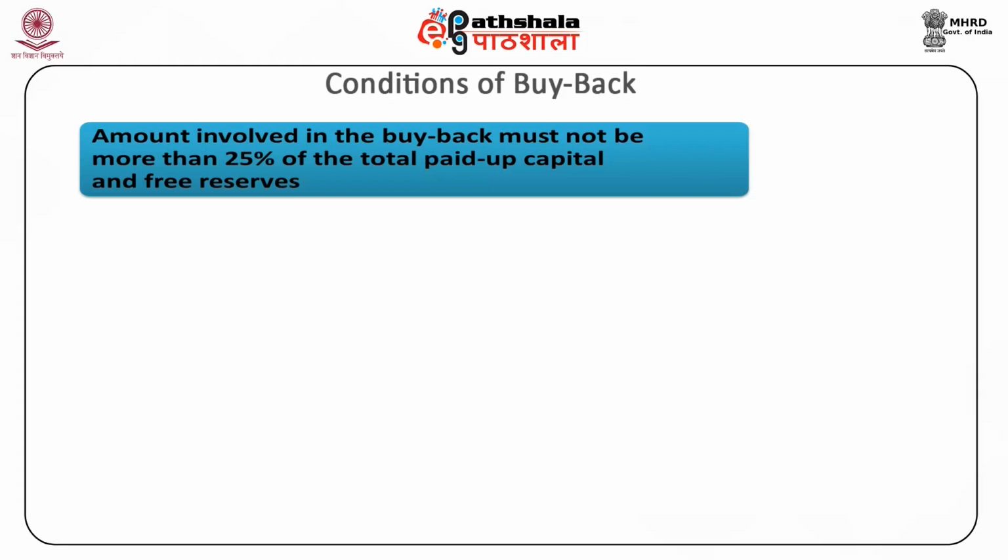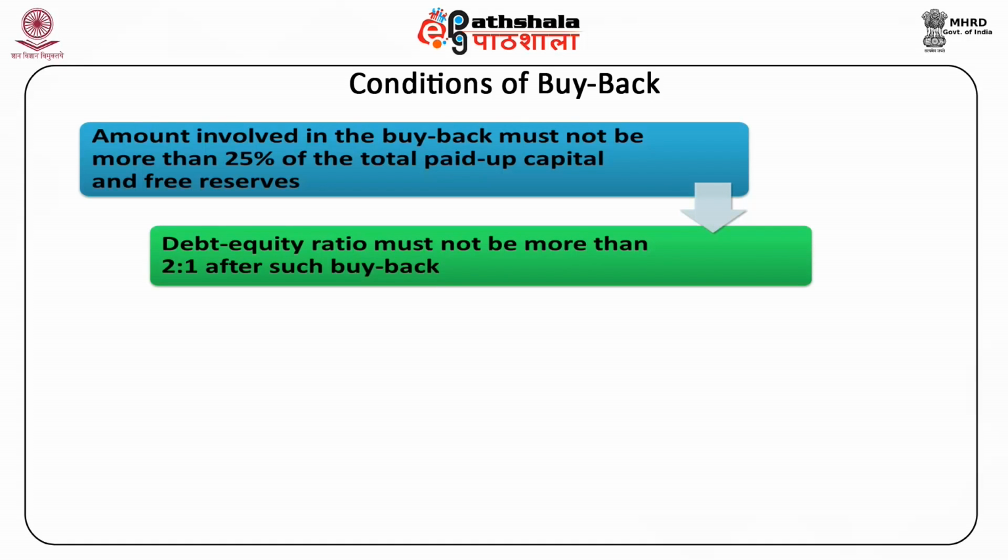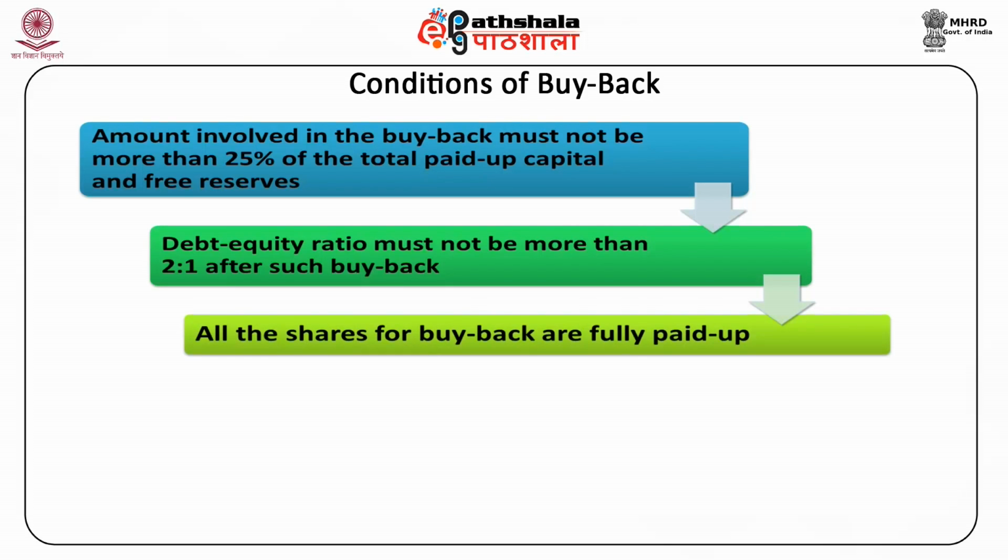Further, in case of buyback of equity shares, the limit is 25% of the total paid up equity capital of the company in that financial year. E. The debt equity ratio of the company must not be more than 2 to 1 after such a buyback. F. All the shares or other specified securities for buyback are fully paid up.